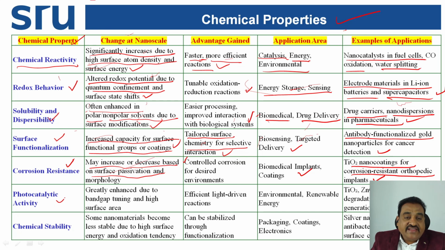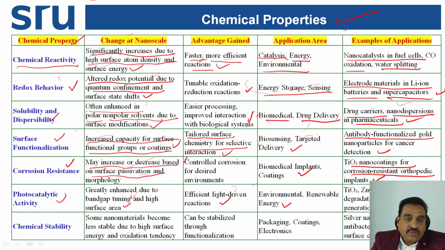So photocatalytic activity is greatly enhanced due to band gap tuning and high surface area, which is the nanoscale change. The advantage is efficient light driven reaction, and the application is environmental and renewable energy related applications we can observe here. What are the examples? Titanium dioxide and zinc oxide nanoparticles in dye degradation and hydrogen generation we can use.